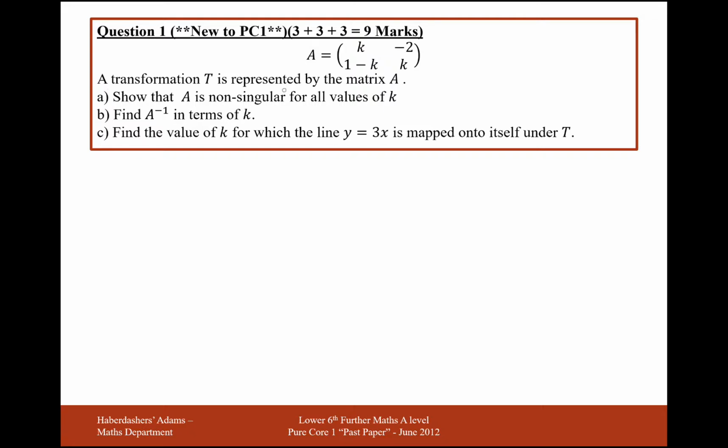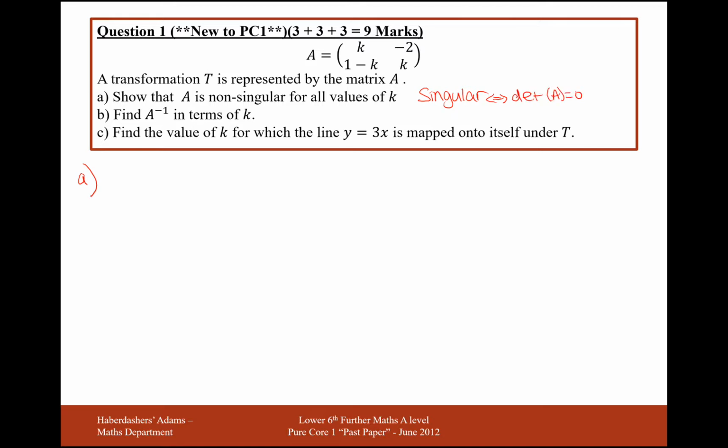So, a transformation T is represented by the matrix A. Show that A is non-singular for all values of k. Now, non-singular means not singular. If a matrix is singular, the determinant of the matrix is equal to 0.